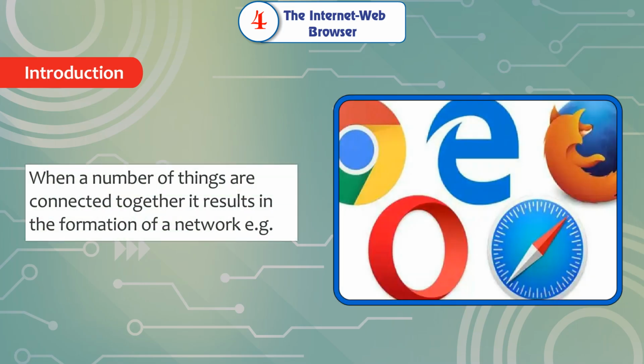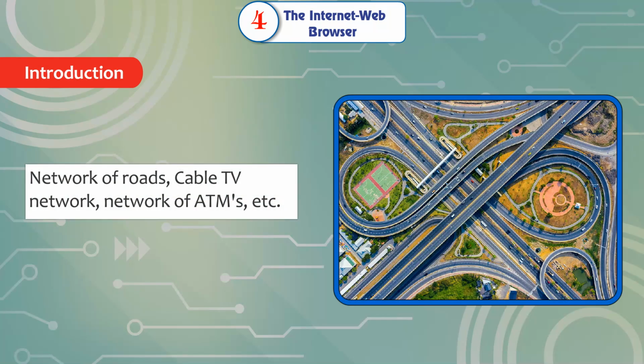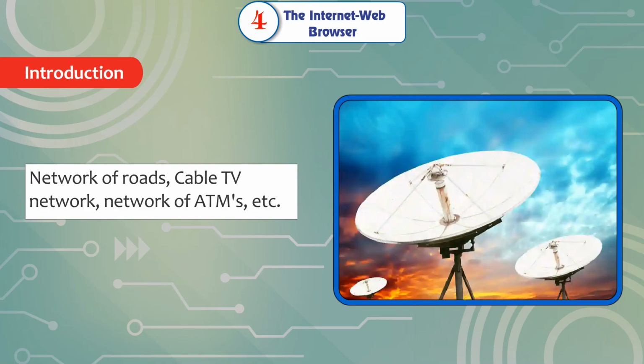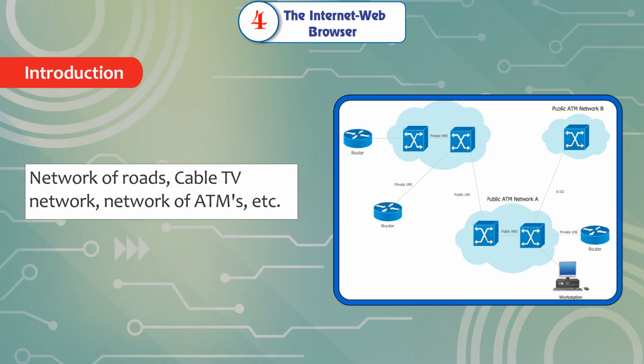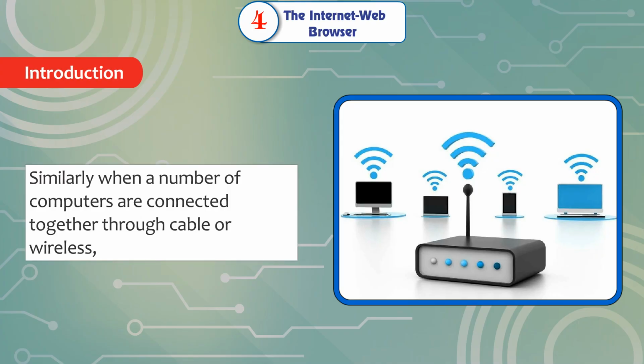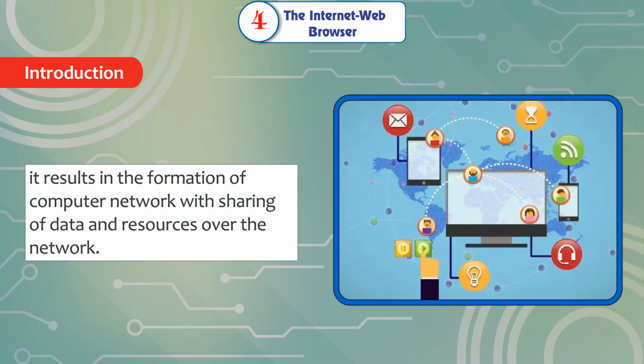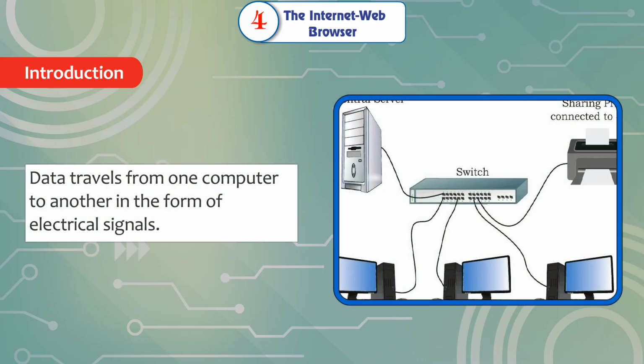Introduction. When a number of things are connected together, it results in the formation of a network, for example, network of roads, cable TV network, network of ATMs, etc. Similarly, when a number of computers are connected together through cable or wireless, it results in the formation of a computer network with sharing of data and resources over the network. Data travels from one computer to another in the form of electrical signals.